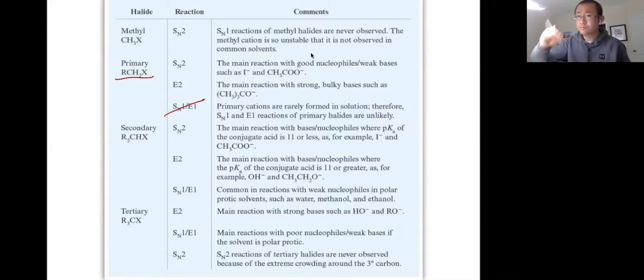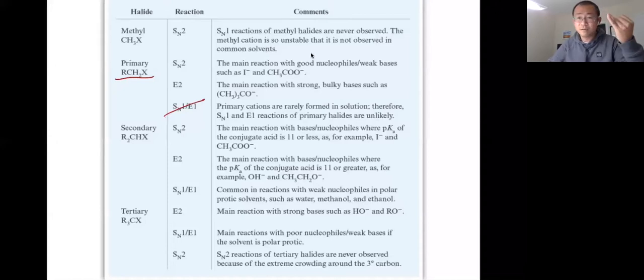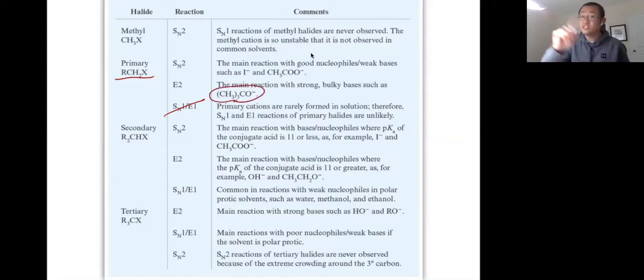Strong nucleophile, weak base, SN2 preferred. Weak nucleophile, strong base, E2 preferred. If you have a sterically hindered base like this base, there's no SN1 reaction. There's no SN2 reaction because it's impossible, it's sterically hindered. Then you only have E2. If you have a good nucleophile and a good base as well, then you have both products. SN2 is preferred. SN2 is more dominant.